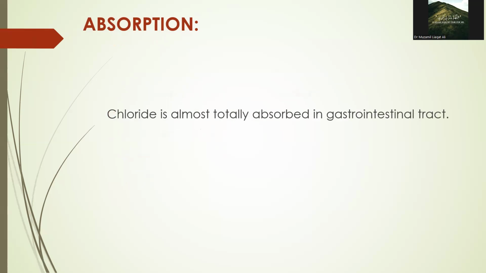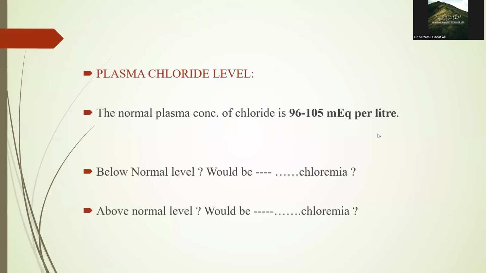Let's discuss the absorption and plasma levels of chlorine or chloride. Chloride is almost totally absorbed in the gastrointestinal tract, similar to sodium. Plasma chloride level is normally about 96 to 105 milliequivalents per liter. When chloride levels fall below normal, it is called hypochloremia. When the levels rise above 105 milliequivalents per liter, that is called hyperchloremia.